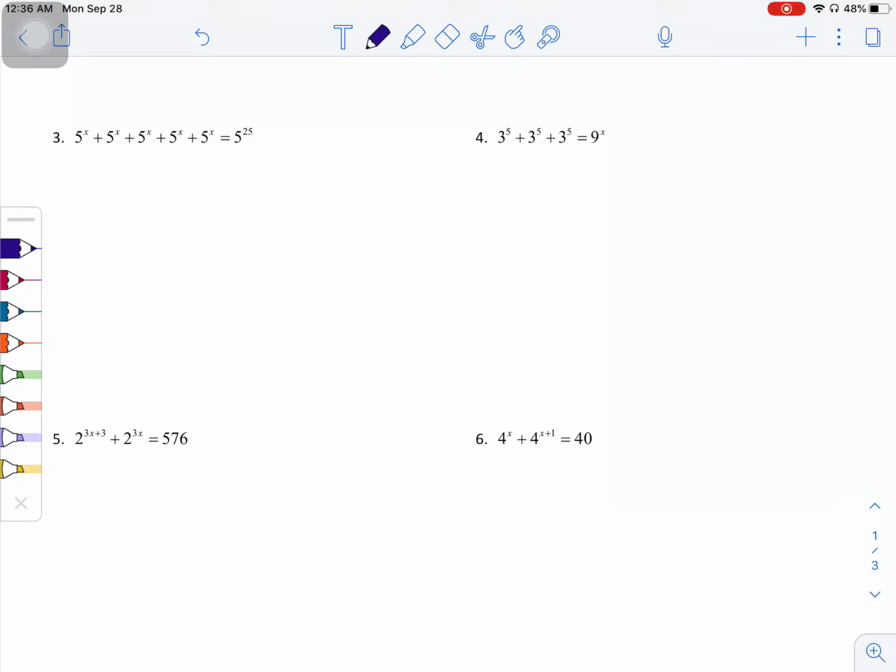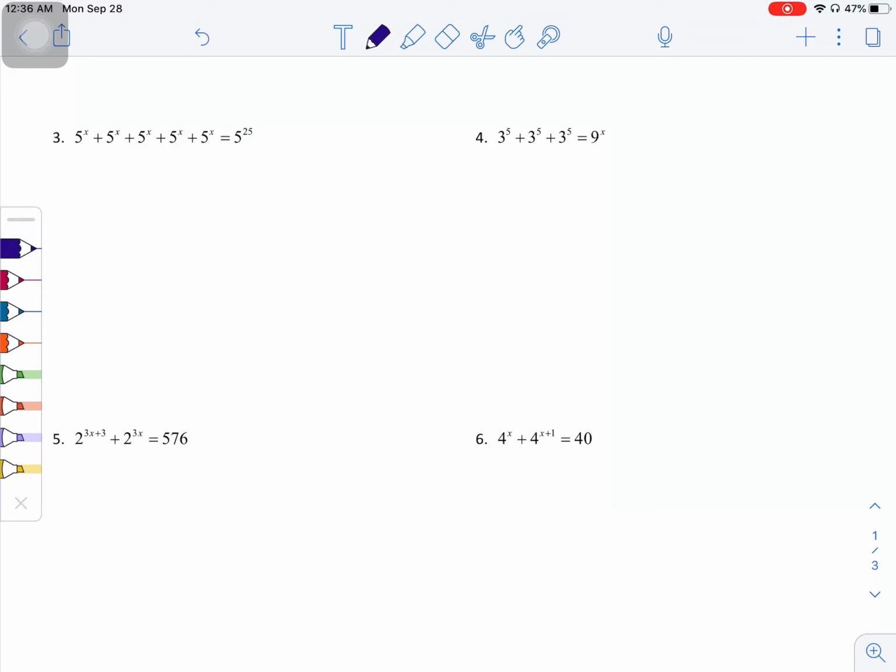So this is the second video that I'm making for the exponential page. What we're going to look at is how we can use repeated addition with these exponential problems and turn it into some type of a multiplication problem.